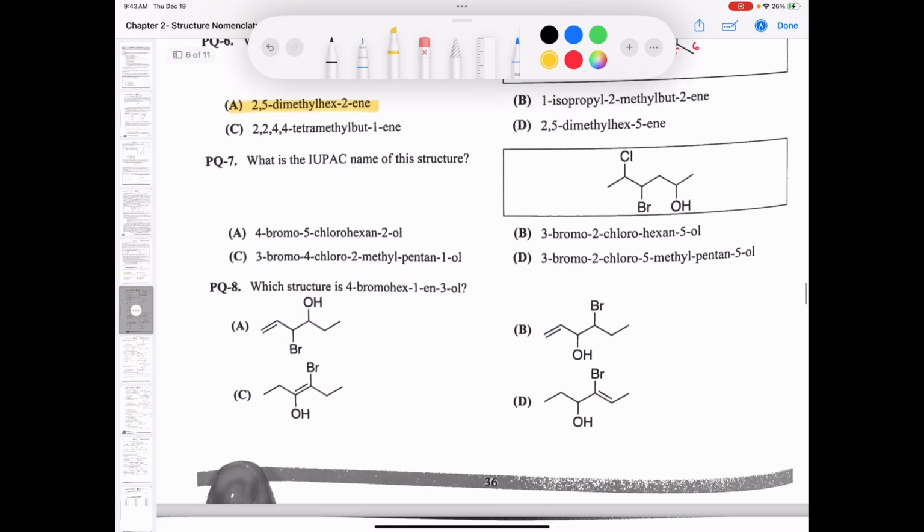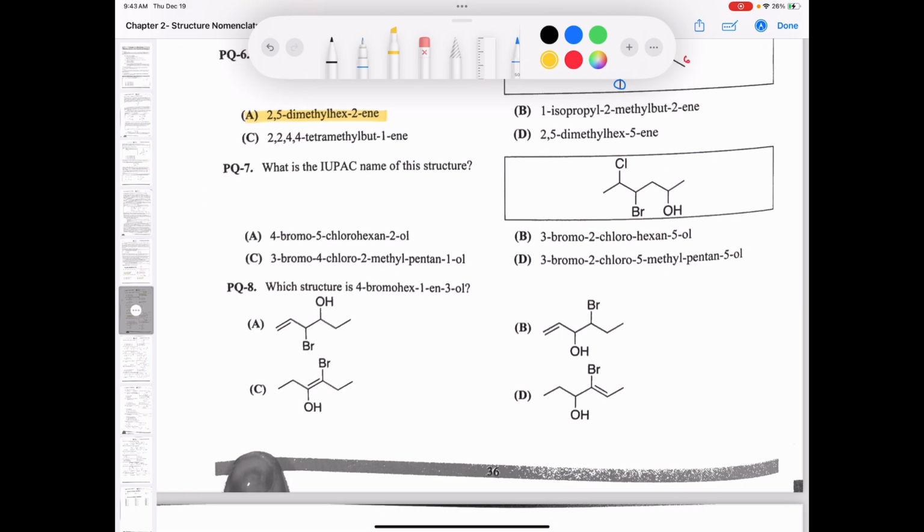Okay, let's move on to question number 7. What is the IUPAC name of this structure? We see here again our functional group is an alcohol, and so we seek to number the carbon chain in such a way that we give the alcohol the lowest number, not the halogens. If you look at the order of precedence of functional groups, the only functional group in here is the alcohol. Chlorine and bromine are not functional groups, and so we're going to number starting over here: 1, 2, 3, 4, 5, 6. And so this is some kind of 2-hexanol or hexan-2-ol.